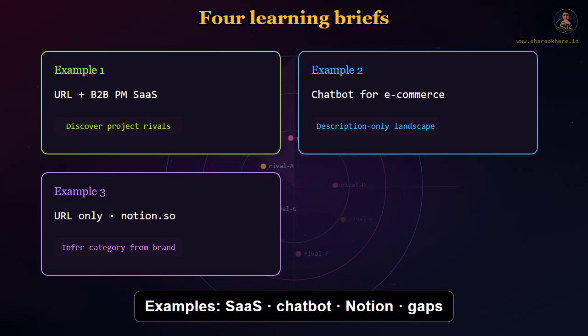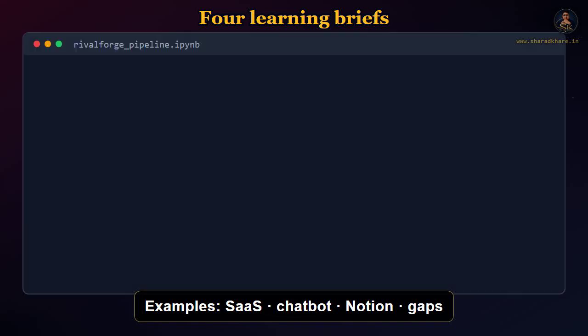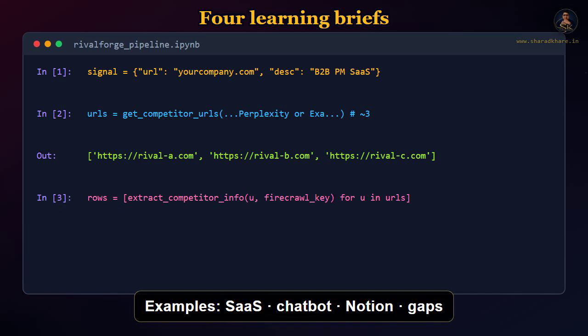Example 2: description only. AI-powered customer support chatbot for e-commerce. Exa or Perplexity must invent the landscape from words alone. Example 3: only Notion. So the engines infer category from the live brand. Then Firecrawl fills structured cells for each rival. Example 4: after the table lands, read the analysis report and ask yourself which gap is cheapest to ship this quarter. That is how founders use the output.